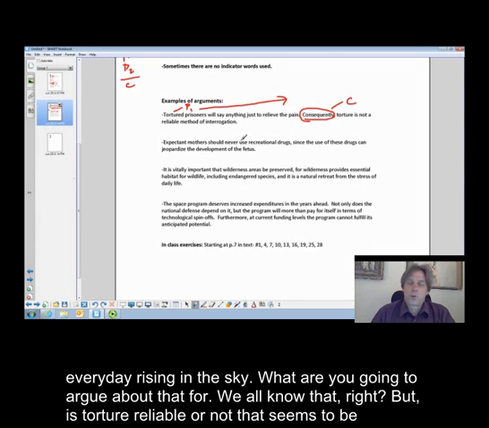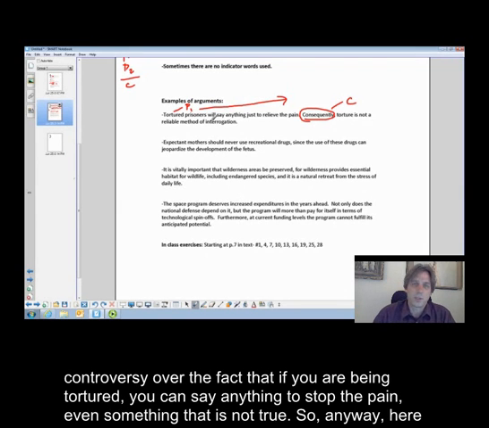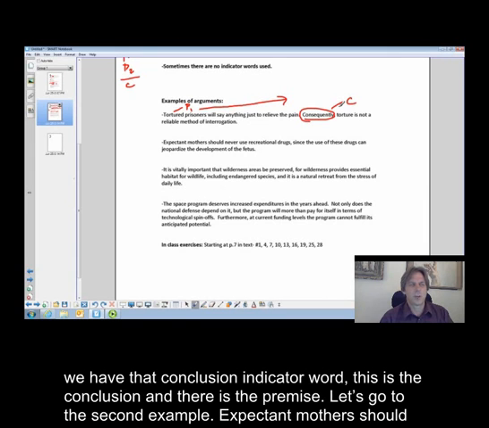But, you know, is torture reliable or not? That seems to be something people want to argue for or against, so that even makes more sense that this would be the conclusion. And there's not as much controversy over the fact that if you're being tortured, you can say anything to stop the pain, even something that's not true. So anyway, here we have that conclusion indicator word. This is the conclusion, and there's the premise. Okay, let's go to the second example.